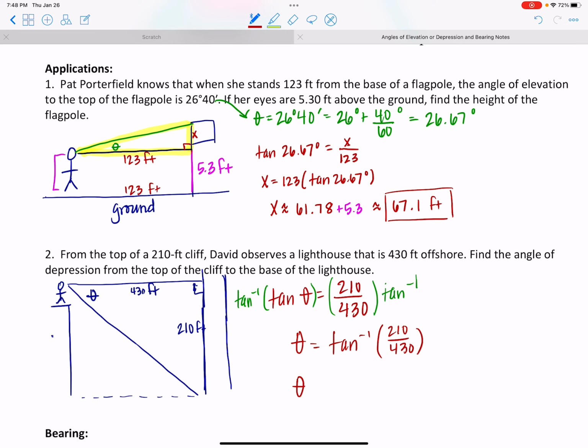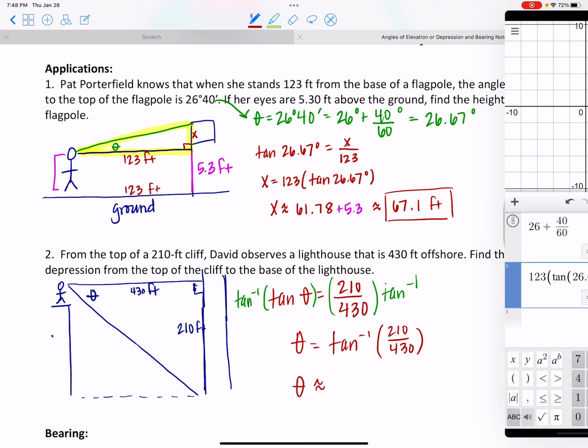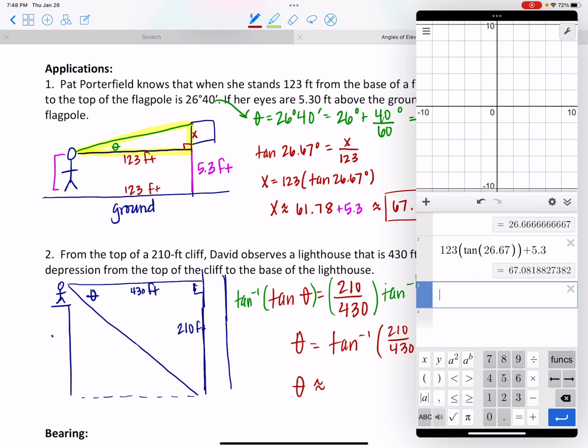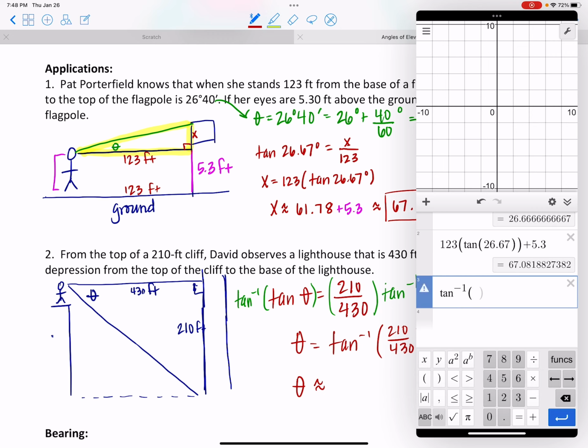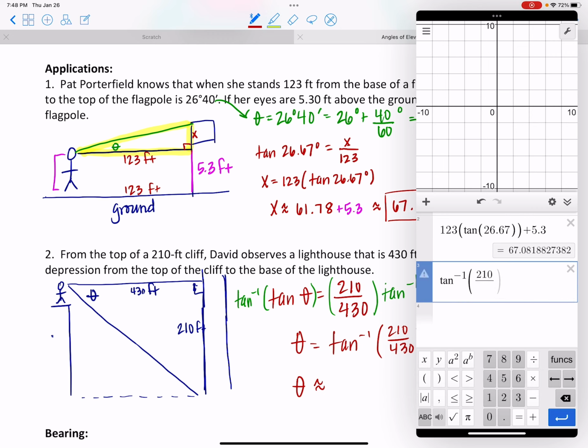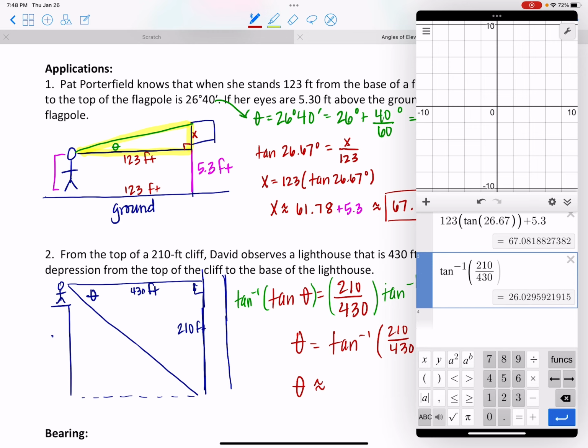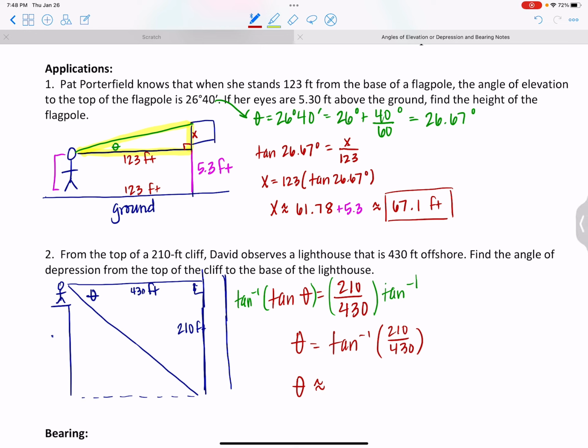And so theta is going to be approximately, calculator says, inverse tangent, 210 over 430, about 26.03. So let's go ahead and say about 26.03 degrees. And we're good. We did it.